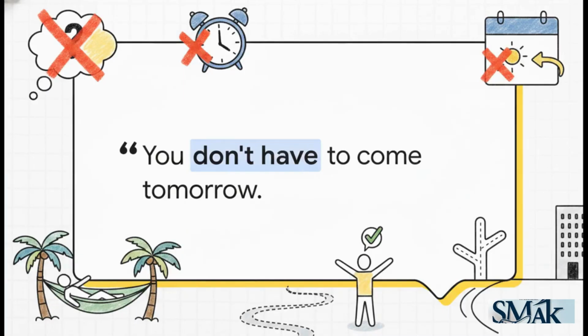Think about the implied meaning of a simple sentence like, you don't have to come tomorrow. It does not mean you are banned from coming. It doesn't mean you're going to be in trouble if you show up. It simply means that coming tomorrow is completely optional. The obligation has been totally removed.